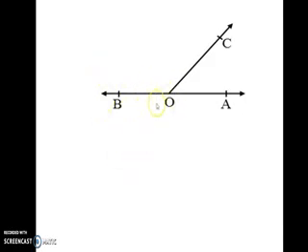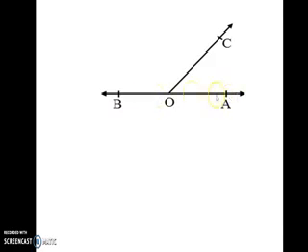Here is an activity for you children. Take your rough book and draw a figure in which a ray stands on a line as I draw here. You have to name that line as AB and that ray as OC. Are you finished? Now, tell me, what are the angles formed at the point O here? They are angle AOC, angle BOC and angle AOB, isn't it?